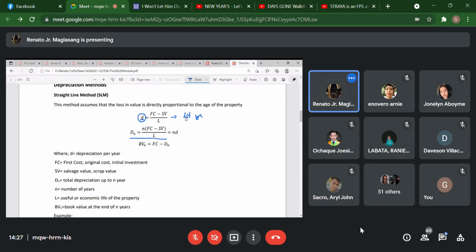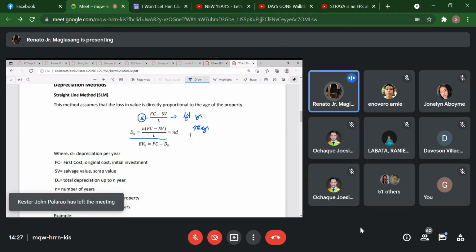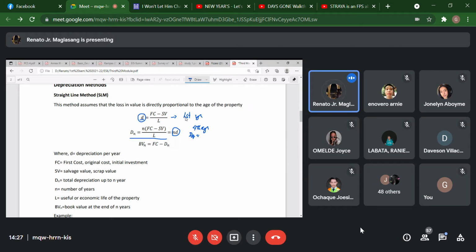So meaning, for example, for the fourth year, this D sub n will become D sub 4, and that is the cumulative cost from the beginning until the fourth year. As you can see in the other equation, it is also equal to nD. So if n is 4, you multiply 4 to the depreciation cost, and you will have the total depreciation. You just multiply it by n.